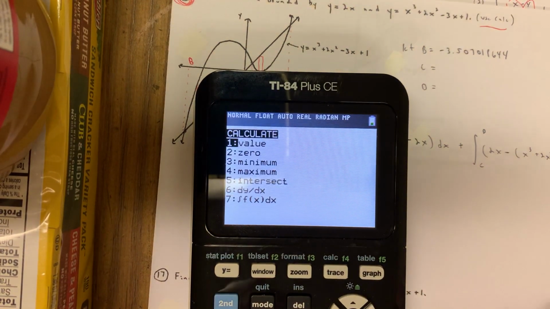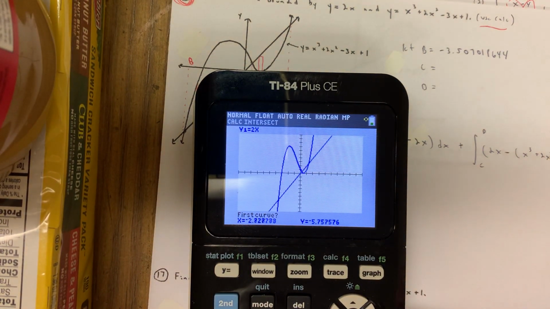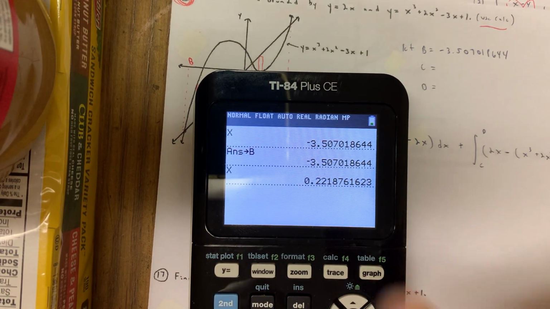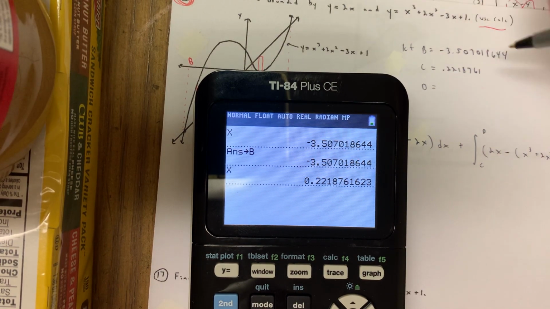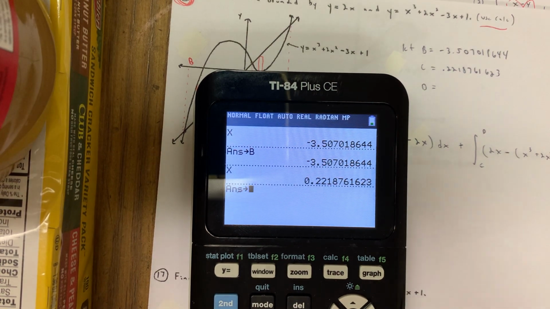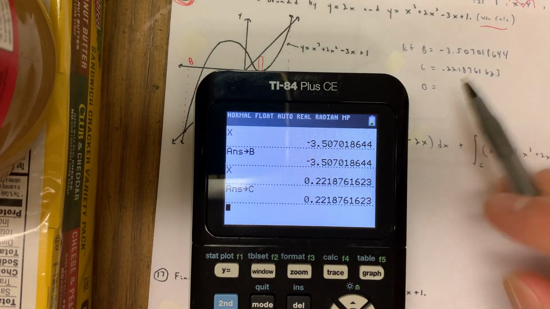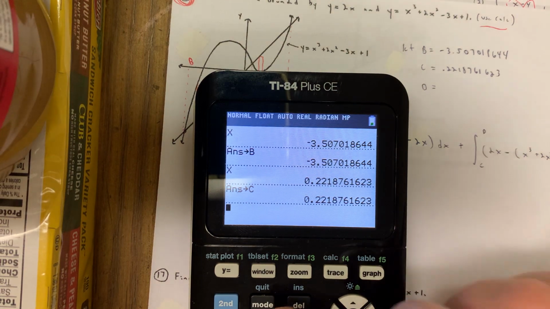Let's calculate intersect to get what C is equal to. Right around there. And you can see that C is approximately 0.221876. 1623. That'd be the year Mr. Harrington was born right there. Let's store that in for C. So make sure you store it on your paper and you store it on your calculator.